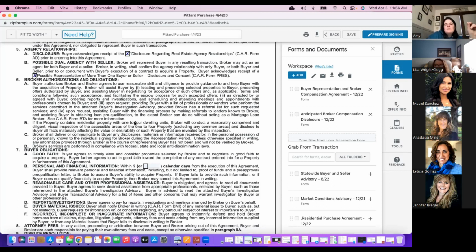So I'm probably not going to read this paragraph to my buyers, but I probably am going to learn how to summarize it really clearly: hey, here are my obligations to you. I'm going to help you locate and present and show you properties. I'm going to help present offers on your behalf. I'm going to help you in writing those offers, giving you suggestions and ideas on what should be included in that offer. I'm going to present those offers on your behalf, right?